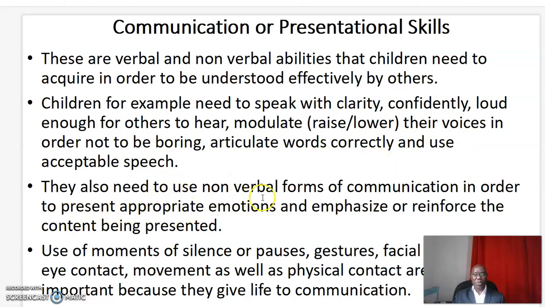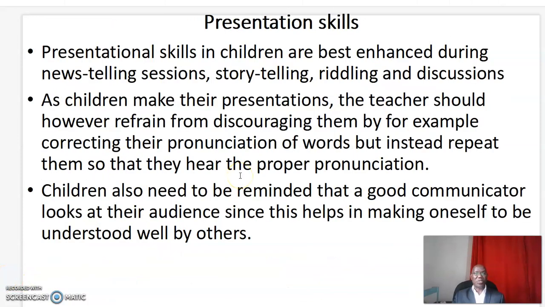They also need to use nonverbal forms of communication in order to present appropriate emotions and emphasize or enforce the content being presented. Use of moments of silence or pauses, gestures, facial expression, eye contact, movement, as well as physical contact are, for example, important because they give life to communication. Presentation skills.